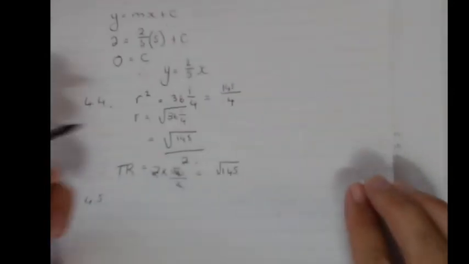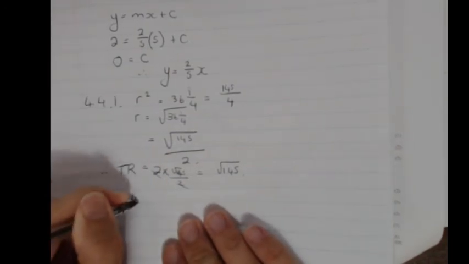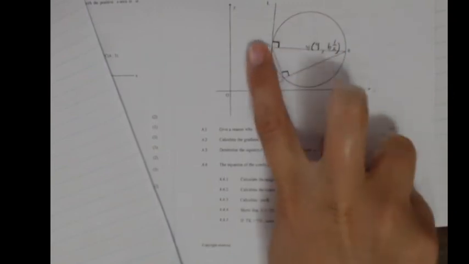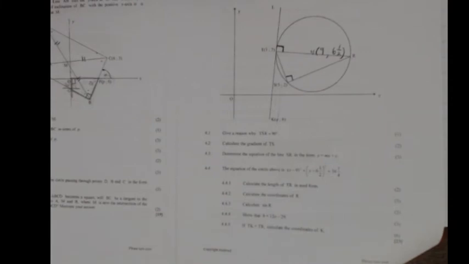This is 4.4.1, sorry. So this is 4.4.2. It says calculate the coordinates of R. Alright, so I have the midpoint of TR. I have T. It's not difficult to calculate R. What's going to happen with this is the midpoint formula, obviously. The midpoint of TR.